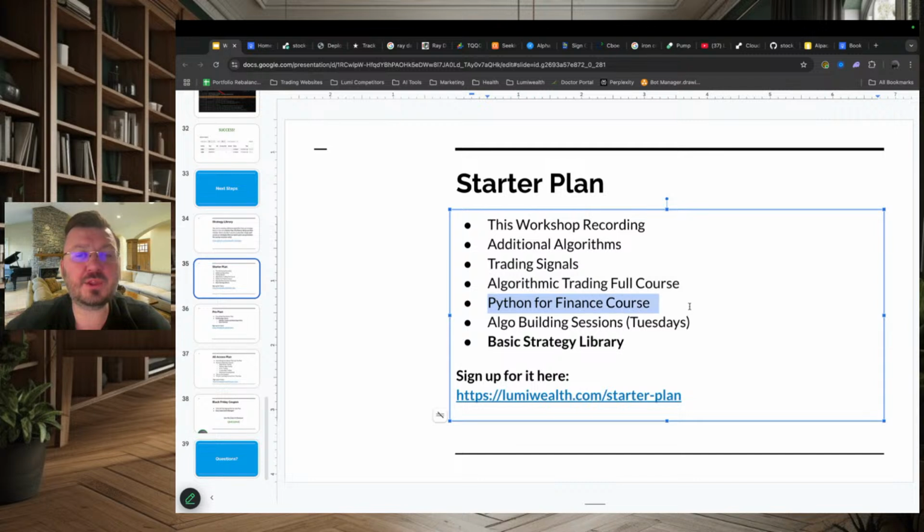You also get our Python for Finance course. And now, this is a new addition to our starter plan, you get to access our algo building sessions, which happen every Tuesday night. We just had one last night where we're constantly building new algorithms. This is one of my favorite things to do. Every week we have a ton of very smart people that come in and we come up with, how do we build better algorithms? How do we make something that makes a lot of money, right? So last night, for example, we were working on a futures trading bot, which had actually a pretty good result.